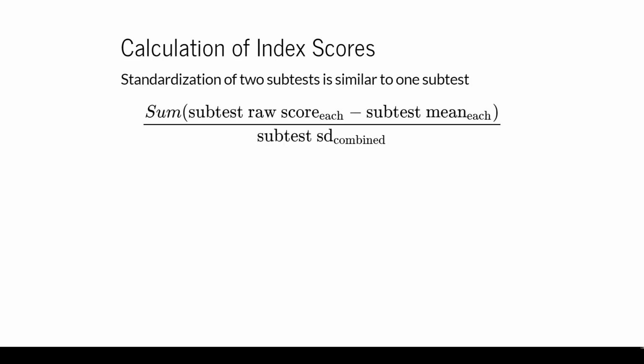And the way we standardize 2 subtests is similar to 1 subtest. So what we're going to do is subtract the mean from the raw scores, and we're just going to sum that for each of the subtests. And then we're going to divide by the subtest standard deviation combined.